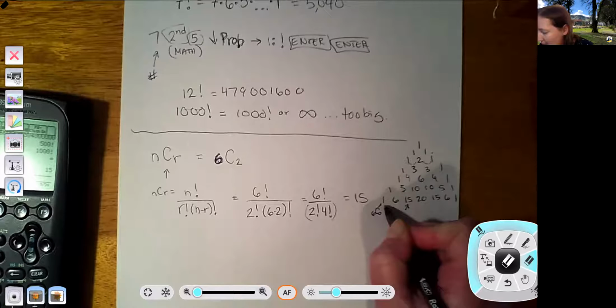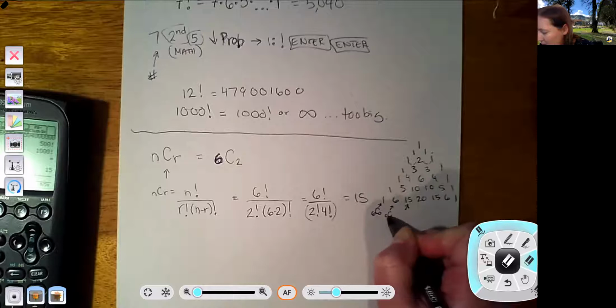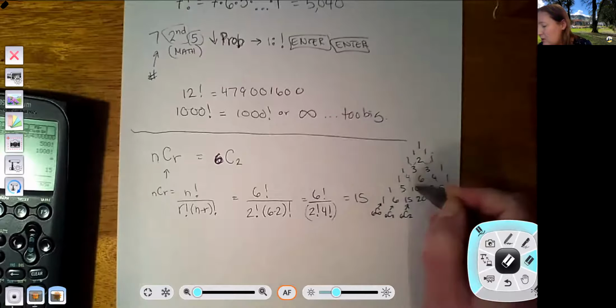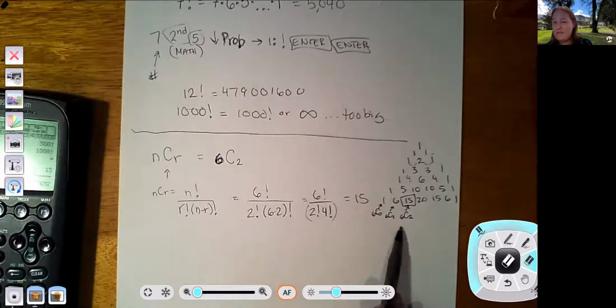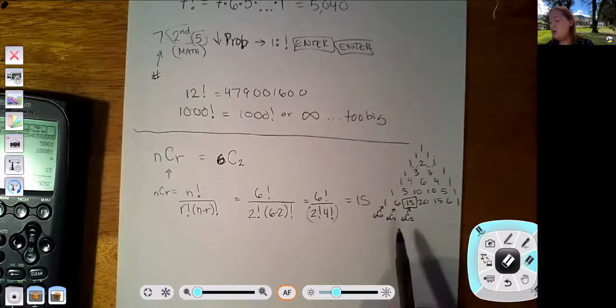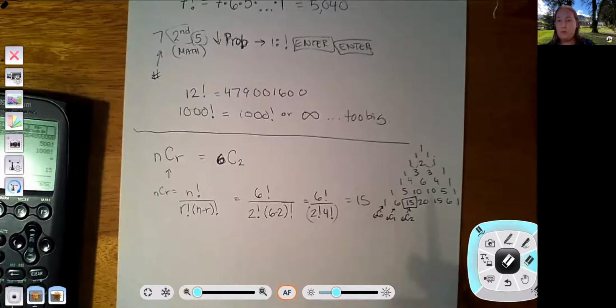And what this corresponds to would be 6C0, 6C1, 6C2. So you can see that 15 matches up. So you can also use Pascal's triangle, but you might not want to if you have to go out too far for your n, for what will be the exponent. But it does work. So how do we do this even quicker with our calculator?